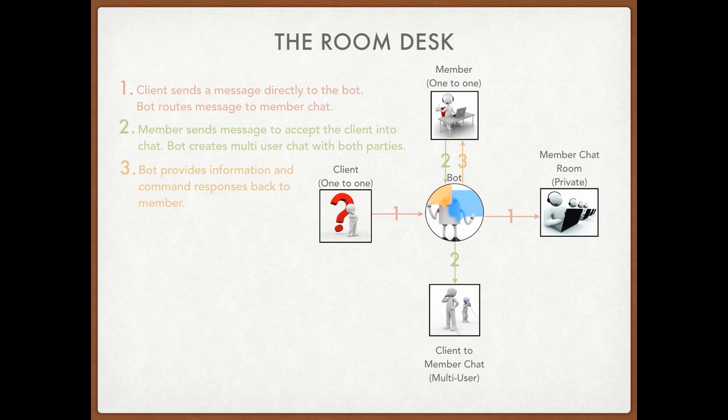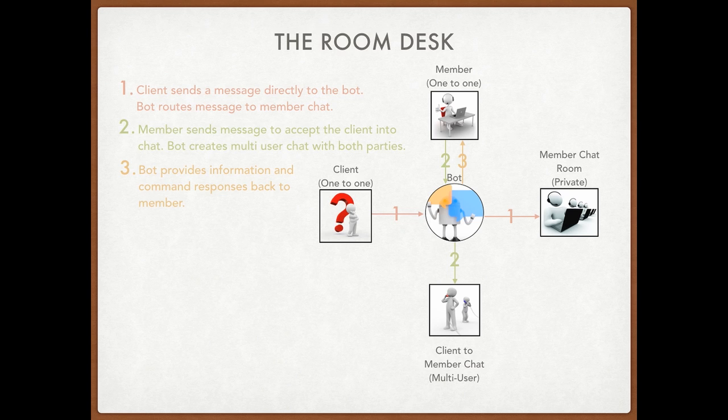The member chat room just holds all the members, so therefore all the members can see the help request that the client sent. From there, a member can talk directly to the bot in a one-to-one chat, basically accepting that client into a call, and the bot will take that request and create a multi-user chat between the client and the member. And all a multi-user chat is, is an actual chat on Symphony with multiple users. So it would create a chat with the bot, the client, and the member on Symphony.